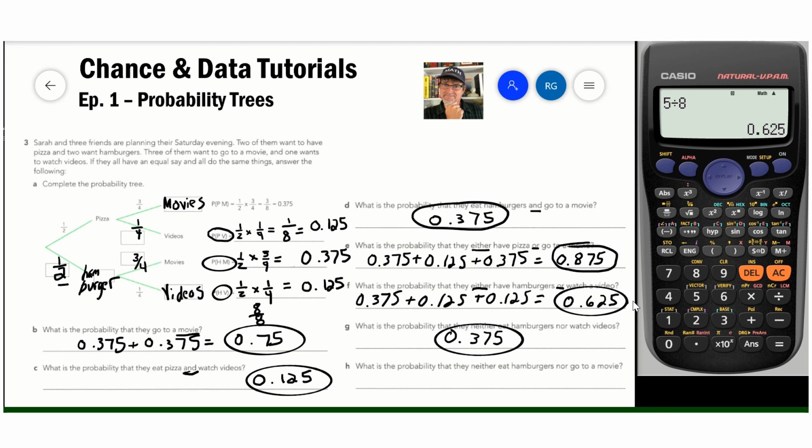Okay, what is the probability that they neither eat hamburgers nor go to a movie? Okay, so that's the same. I'm crossing off the same 2 hamburger ones, that one. But in this case, I'm crossing off the movie one, this one, and I'm just left with this one right here, which is a 0.125, or 1/8.